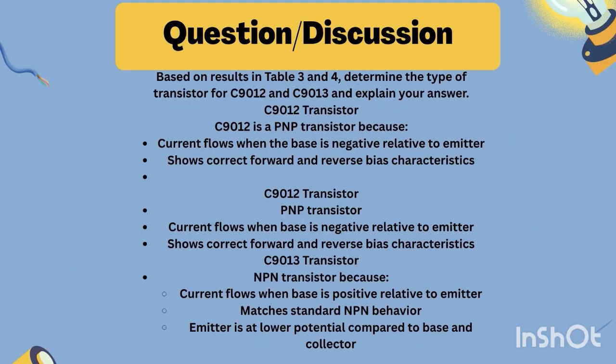The C9013 transistor is an NPN transistor because it flows when base is positive relative to emitter and matches standard NPN behavior, and the emitter is at a lower potential compared to base and collector.